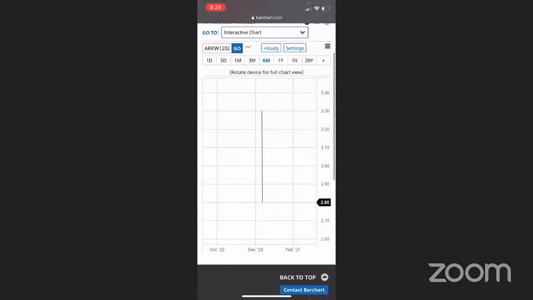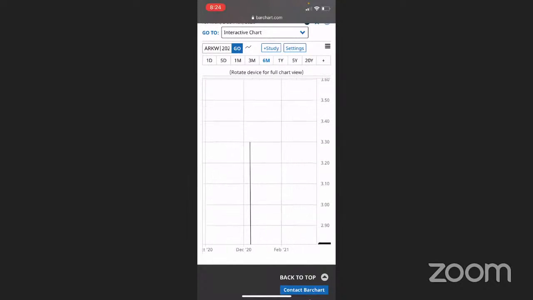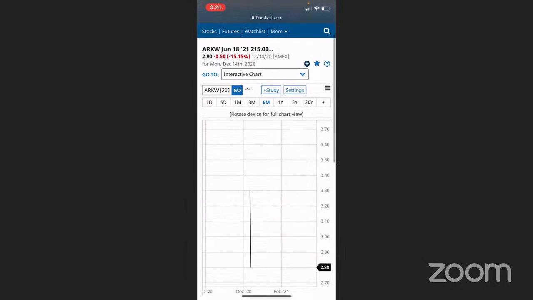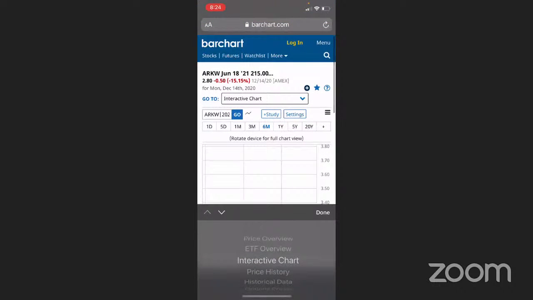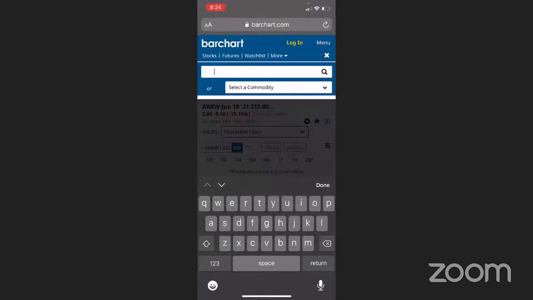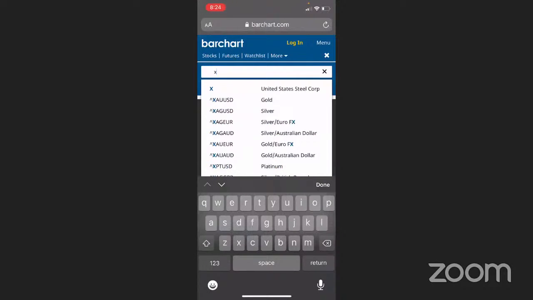So this is not a good example. This has been straight up. This contract opened at 330 and it's now 280. But that's why you don't. It's too far out, it's too close. Let me look at a different one.